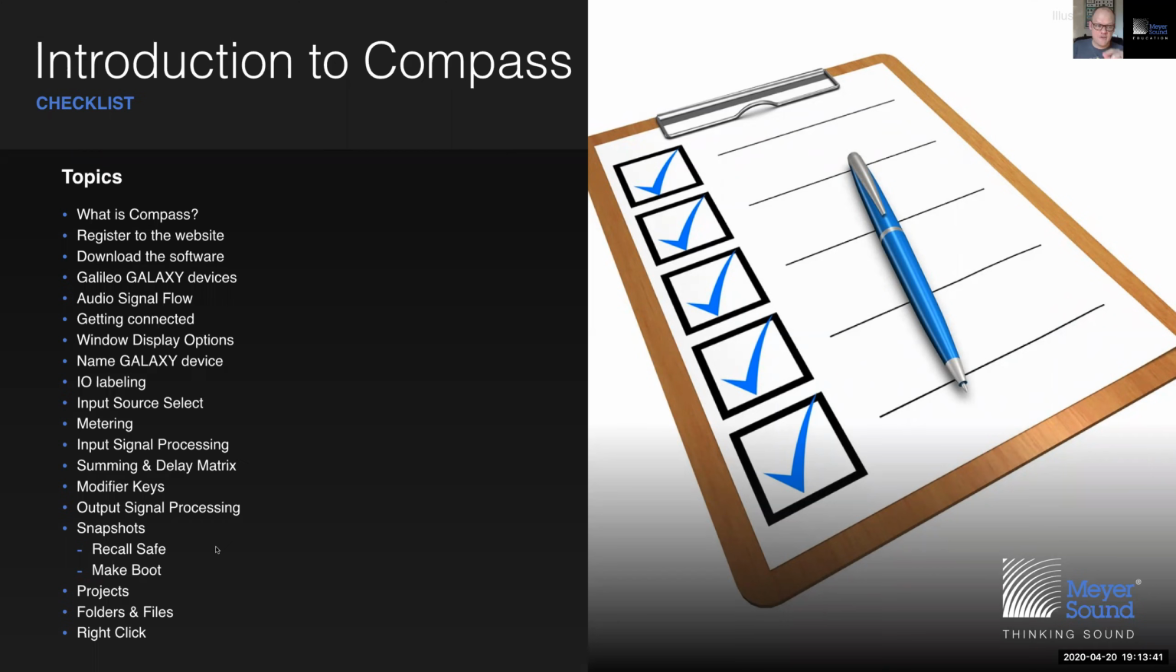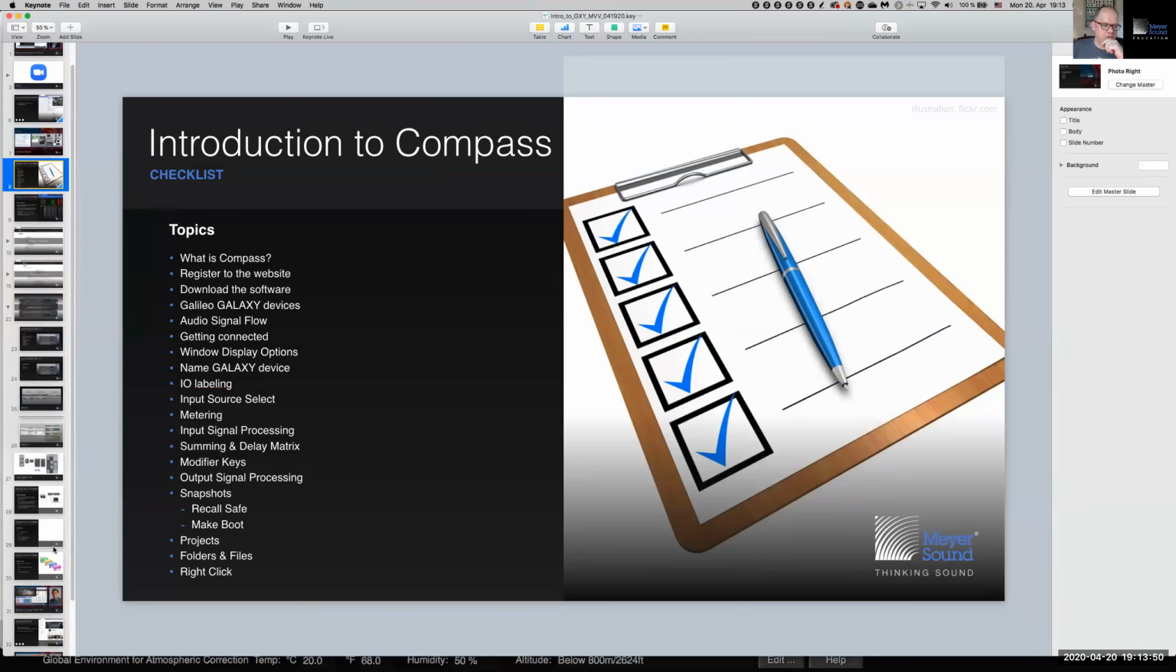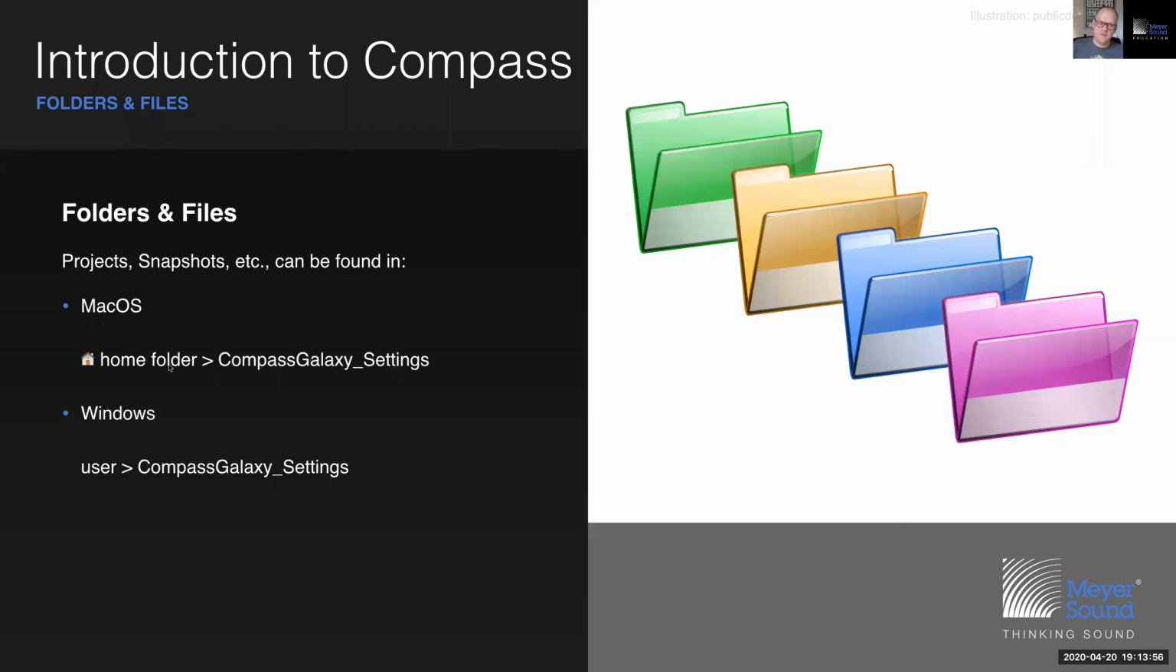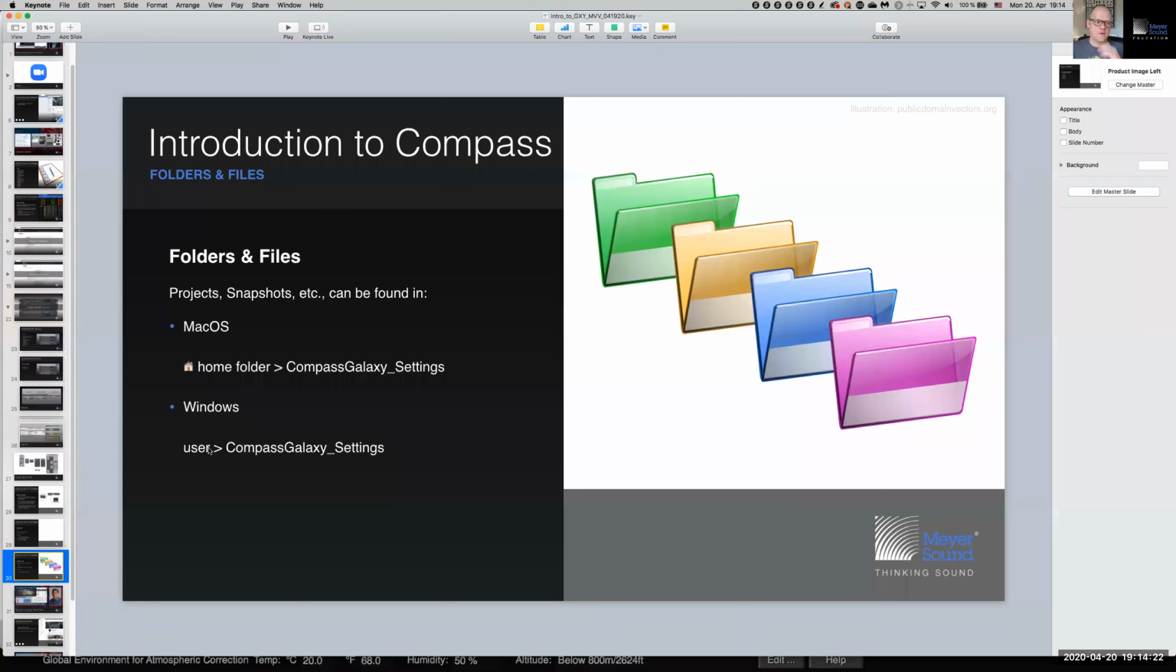and make certain parameters we call safe, how to make them bootable, store your projects, which means where do all those projects and snapshots live? Well, depending on your operating system, they live in the following folders. For those that use Mac OS, they will live in your home folder, which typically has your username, and then you will find those files, projects, and snapshots in Compass Galaxy settings. And the same is true for Windows, except that Windows does not use a home folder, but it will have a folder named after the username. And then in the same Compass Galaxy settings, you will find your projects and you will find your snapshots. So that is common to both Mac OS and Windows.